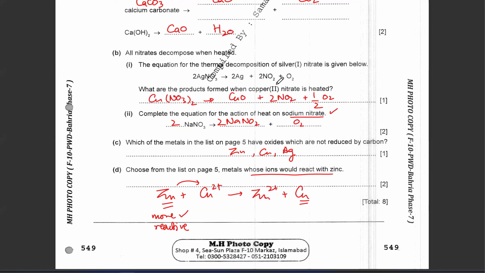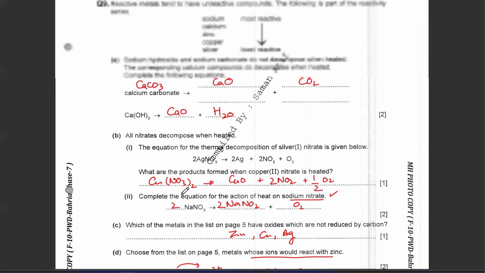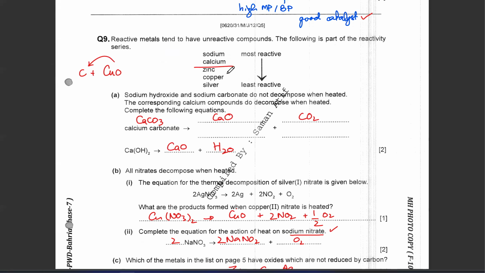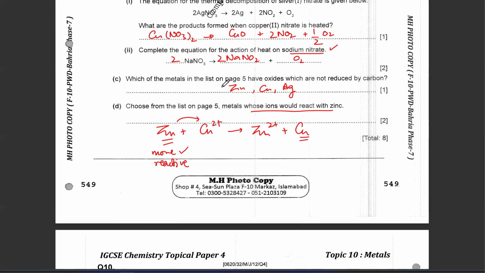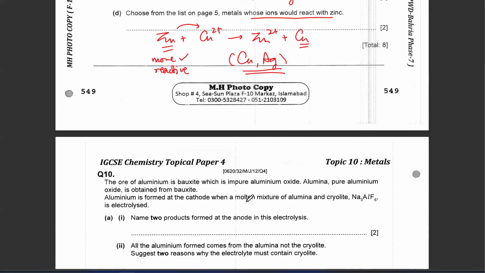So zinc is going to reduce or react with all those ions which are less reactive than zinc. So which are less reactive than zinc? It's just copper and silver. Okay? So only copper and silver. Is this clear? Yes, sir. Okay.